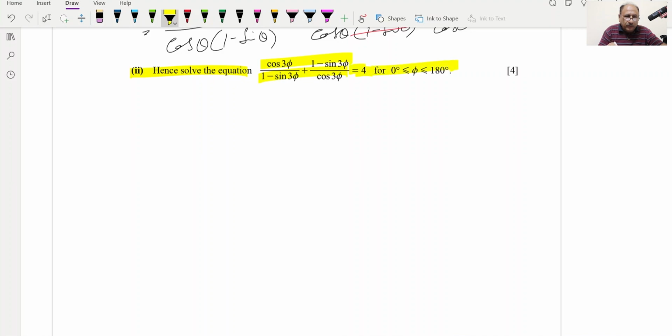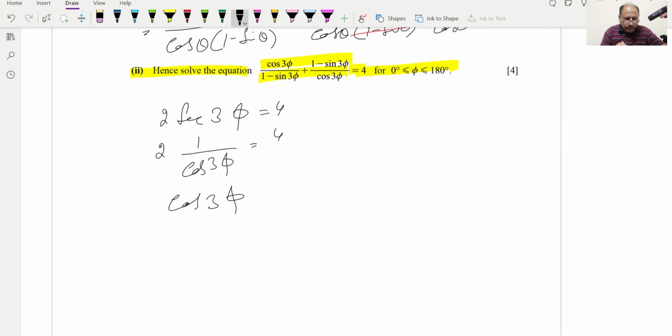Now we can move to the second part: hence solve the equation, where the expression is equal to 4. We can write this as 2 secant 3 phi is equal to 4, and we can write it as 2 times 1 over cos of 3 phi is equal to 4. So this implies cos of 3 phi will be equal to 2 by 4, which is equal to 1 by 2. So 3 phi will be equal to cos inverse of 1 by 2.